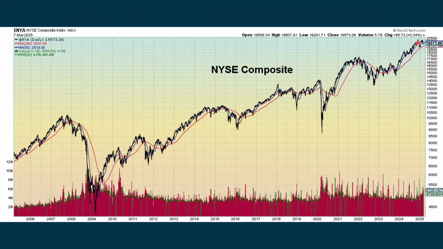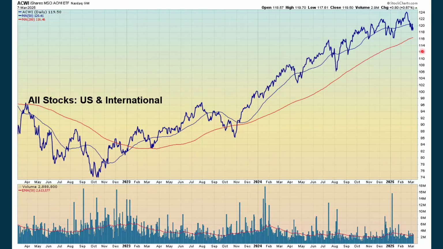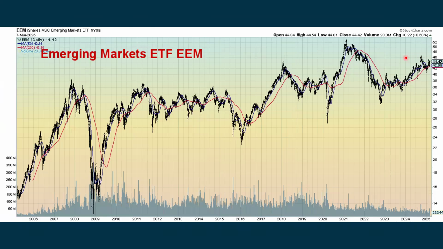The NYSE composite actually has been holding up better. It's below its 50-day moving average and not really testing its 200-day moving average. Now, the NYSE composite does have a lot of value components, and that might be why this is holding up. All stocks, which looks at US as well as international stocks, coming down a little bit below the 50-period moving average, but holding up better than some of the other indexes that we've been seeing.